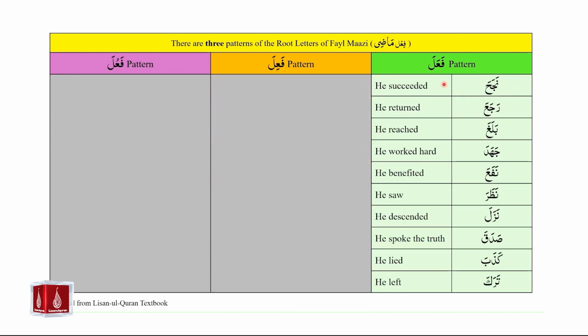Najaha, he succeeded. Raja'a, he returned. Balagha, he reached. Jahada, he worked hard. Nafa'a, he benefited. Nazara, he saw. Nazala, he descended. Sadaqa, he spoke the truth. Kadhaba, he lied. Taraka, he left.